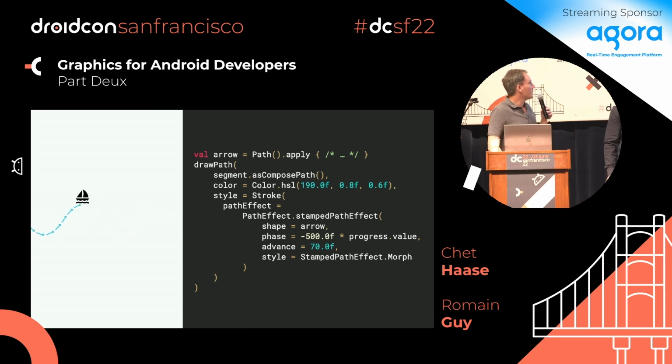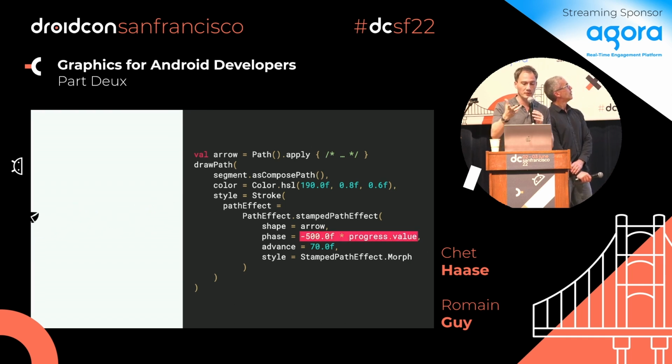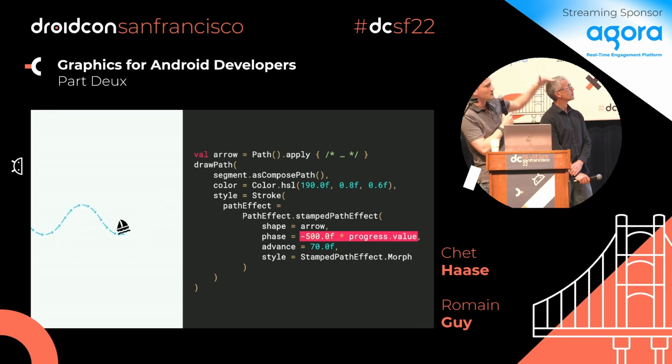And so now here comes the phase parameter. The phase just lets you apply effectively an offset for the stamps. So if we animate that phase using the progress value that we've been using all along, you get this nice animation of the stamps. As you draw the path, you can animate what's inside the path.